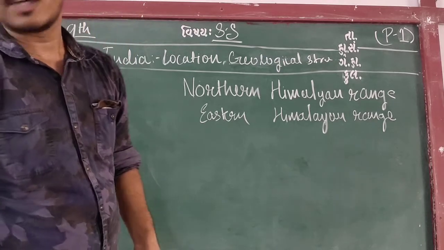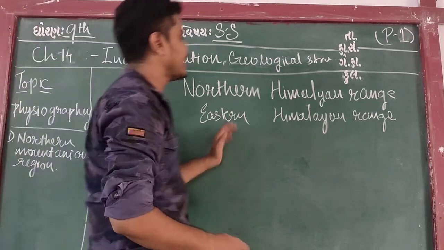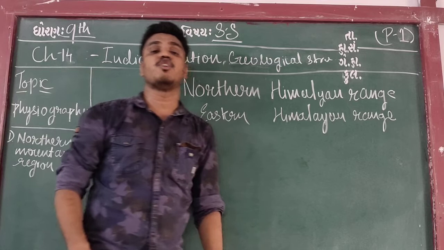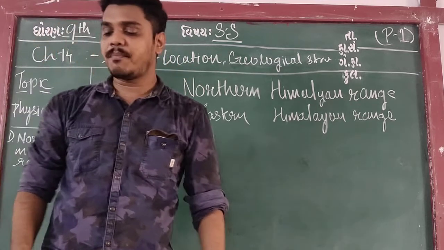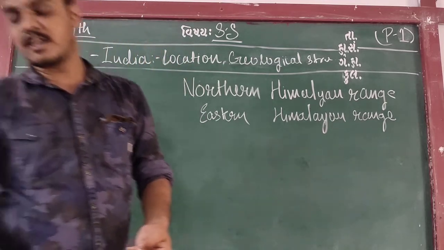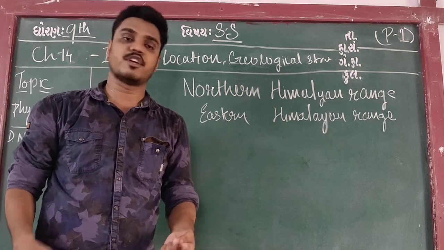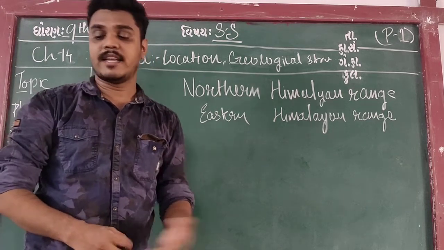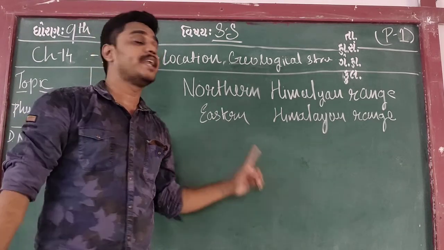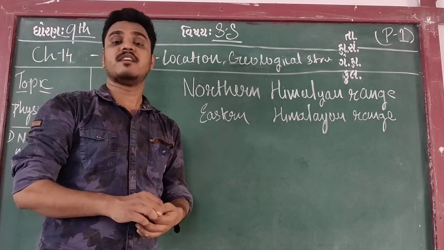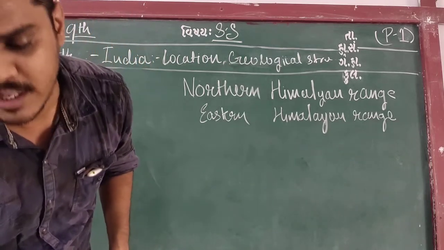Now we have the Great Northern Plain. It's a range. The Great Northern Plain is located between the northern mountains and the southern peninsula. The length is about 24 kilometers. I explained to you that the length is 24 kilometers, and the northern plain is situated next to the southern peninsula.